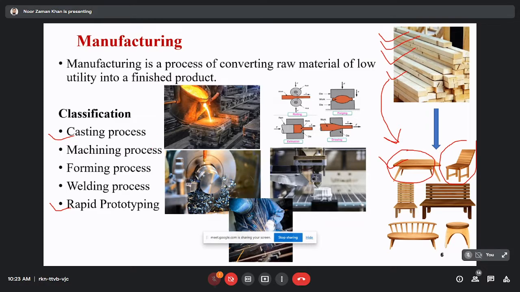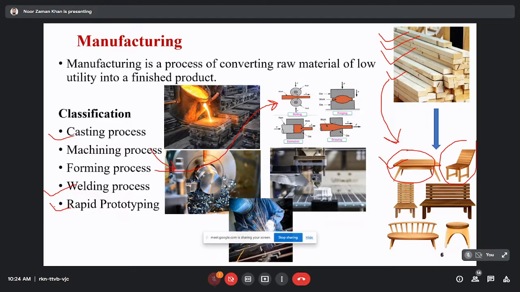In the machining process, we remove the excess material in order to obtain a product of a desired shape and size. In the forming process, we deform the material plastically in order to make a final product. There are various types of forming processes, which may be a rolling process, forging process, drawing process, extrusion process, etc. In welding, we join similar or dissimilar materials by the application of heat and or pressure in order to make a final product.